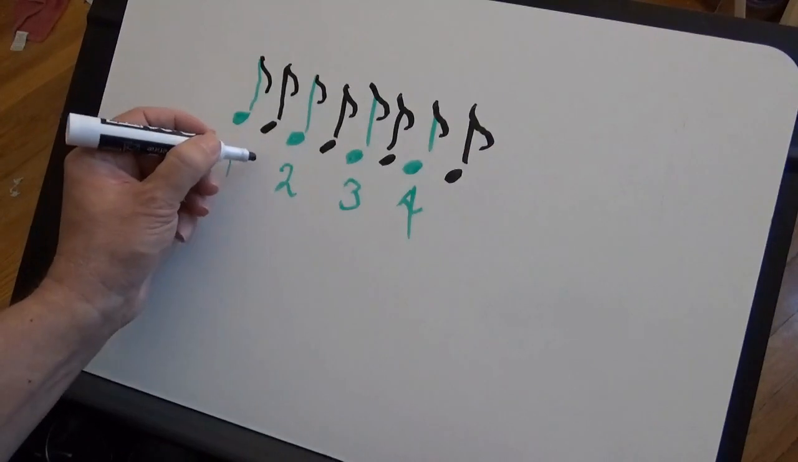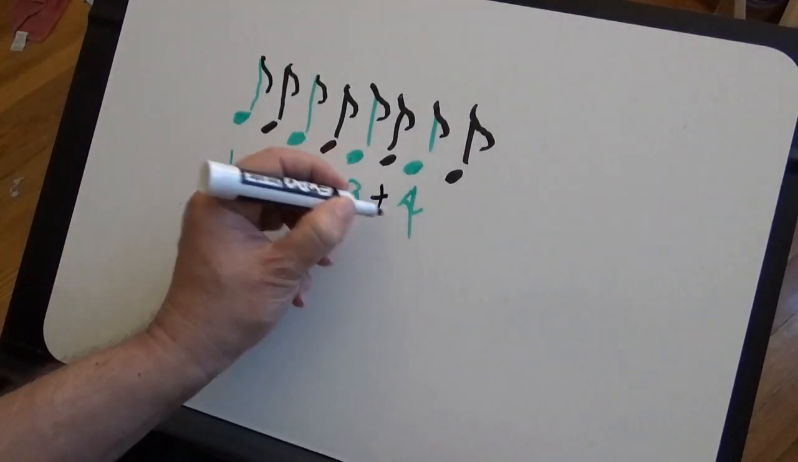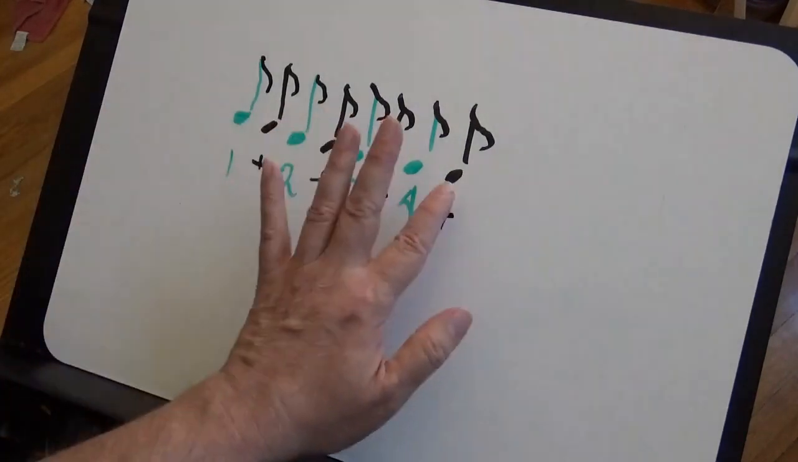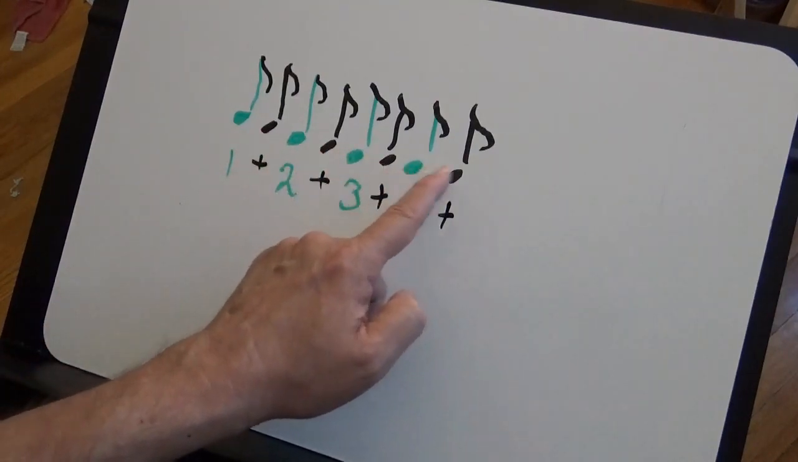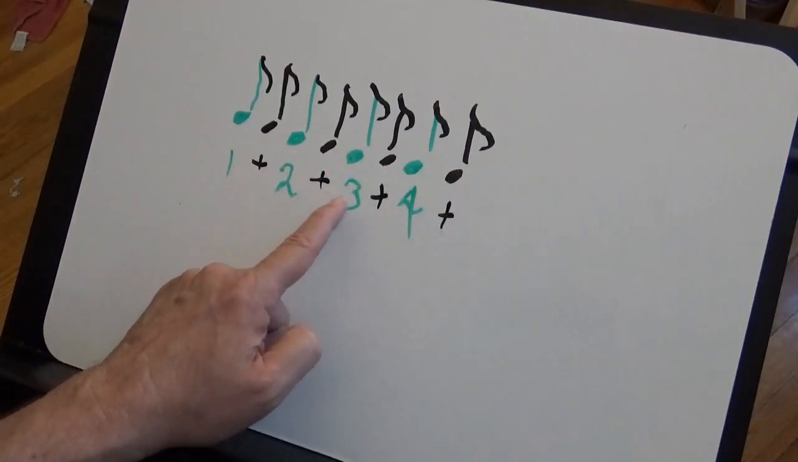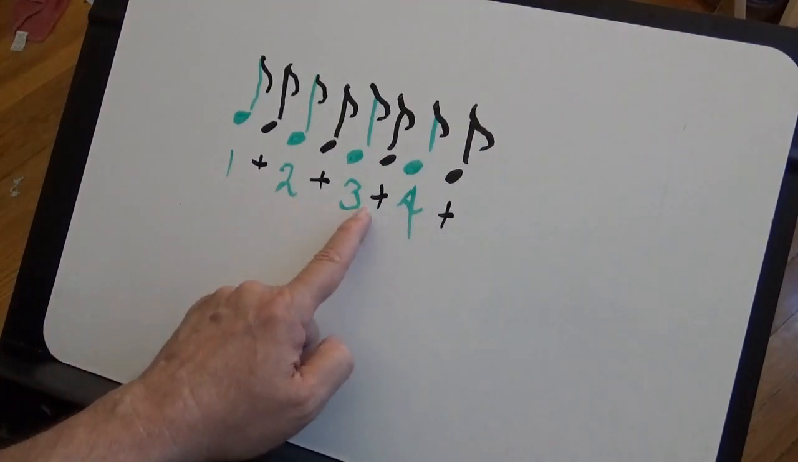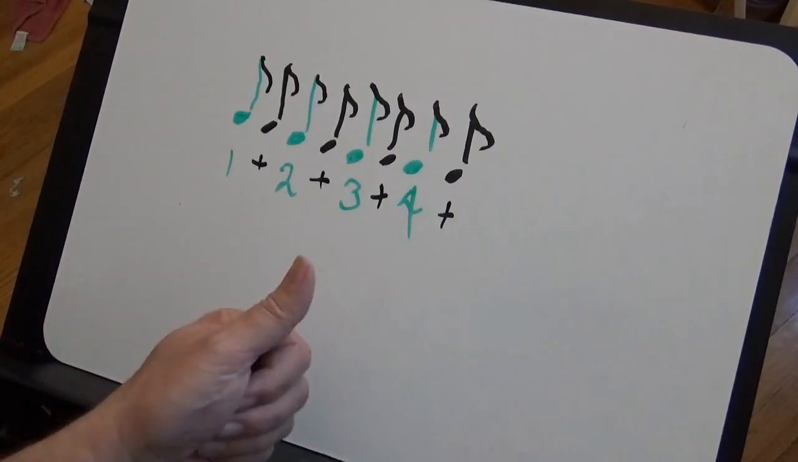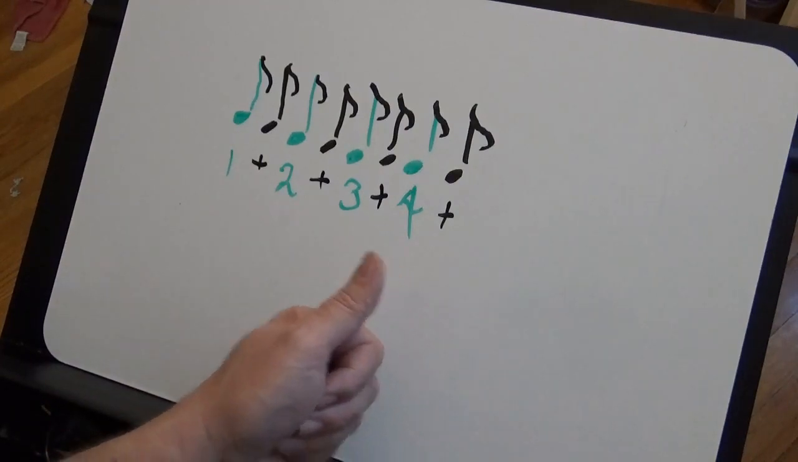So let's put our ands in there. 1 and 2 and 3 and 4 and. Okay? Eighth notes. There's 8 of them. 1, 2, 3, 4, 5, 6, 7, 8. 1 and 2 and 3 and 4 and. The basic pulse beats don't go any faster. 1, 2, 3, 4. 1, 2, 3, 4. There's our pulse.